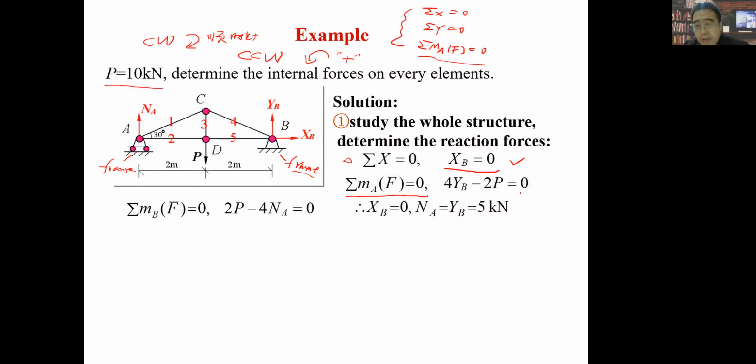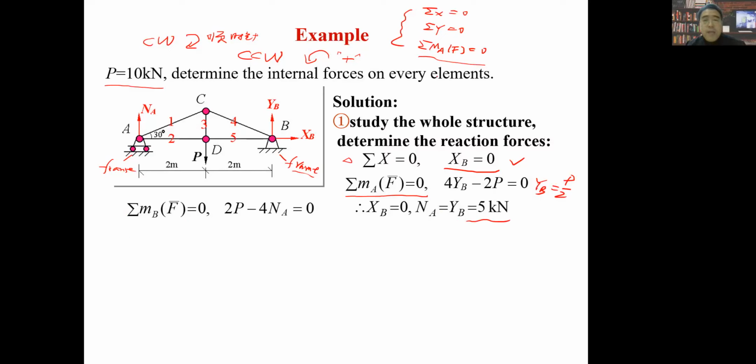Then you can very easily get the magnitude of YB. YB should be half P, right? P equals 10 kilonewtons, so YB equals 5 kilonewtons. Then only NA is unknown, so maybe we can use sigma MB(F) to find NA.